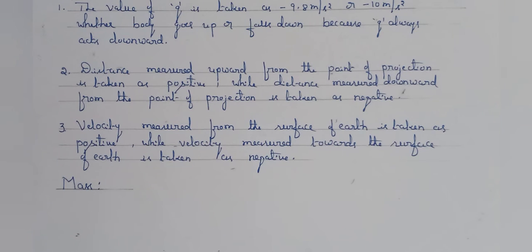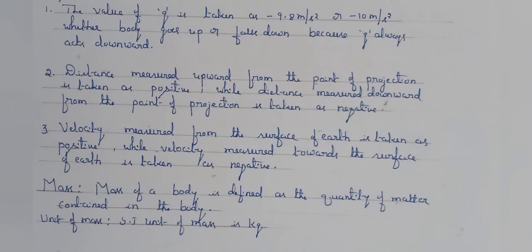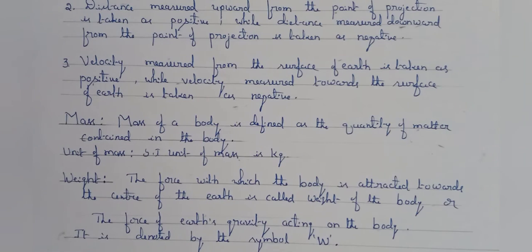Next, let us know about the mass of a body. The mass of a body can be defined as the quantity of matter contained in the body. The next is weight. The force with which the body is attracted towards the center of the earth is called weight, or the force of Earth's gravity acting on the body is called weight, and it is denoted by the symbol W. And the SI unit of weight is Newton. It is denoted by the symbol capital N.